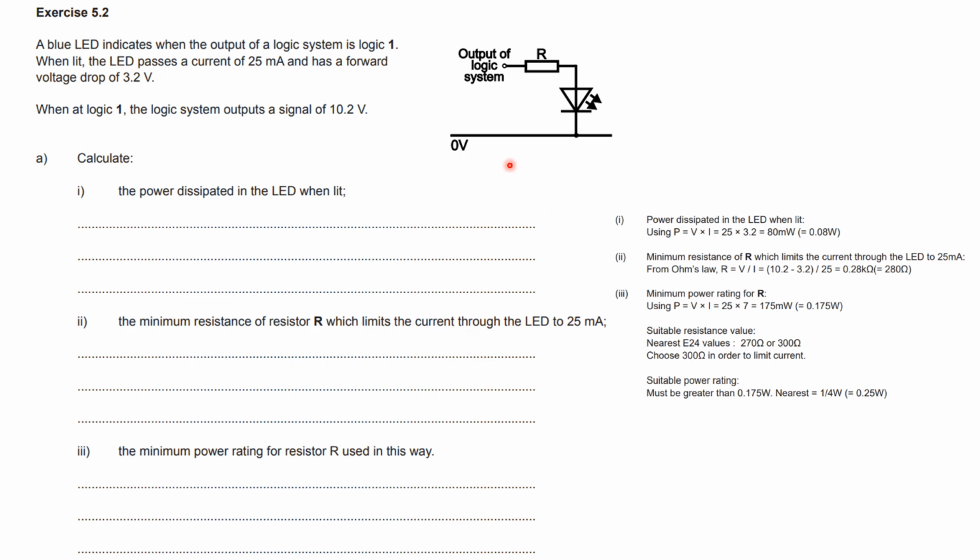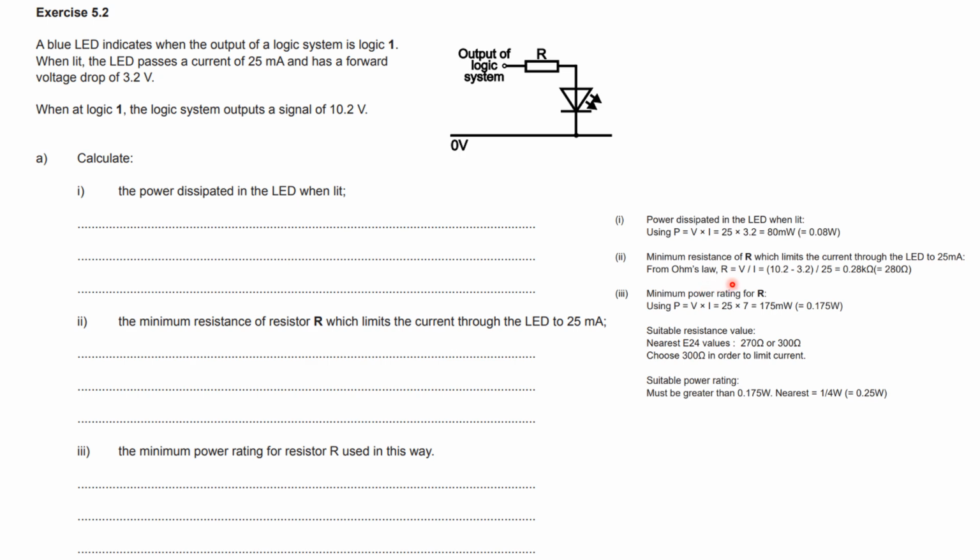Okay, so you can see then that the power dissipated, we've just used V times I. So the voltage multiplied by the current, it's 25 milliamps multiplied by 3.2 volts, 80 milliwatts. Remember, if you're using just 25, the answer will come out in milli because you've got milliamps. Okay, you could put 25 times 10 to the minus 3 and it will come out in watts, which is 0.08 watts. That's fine.